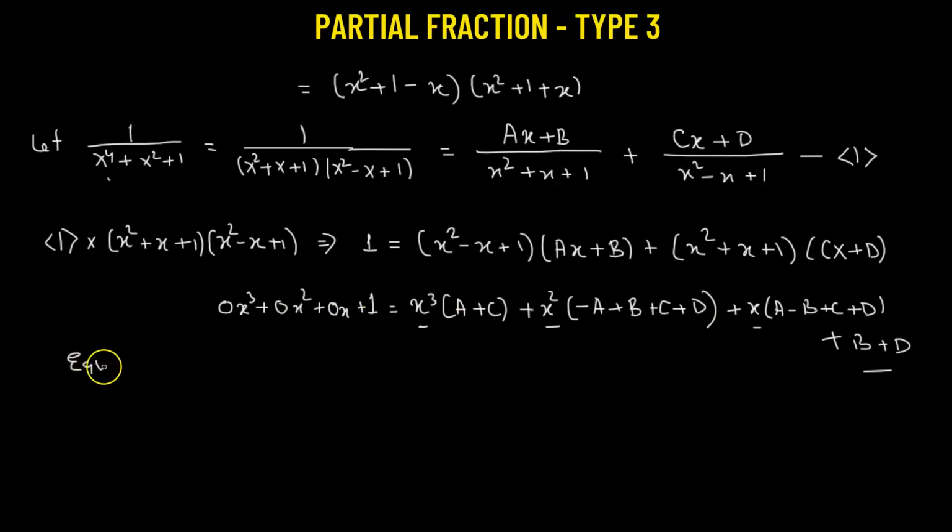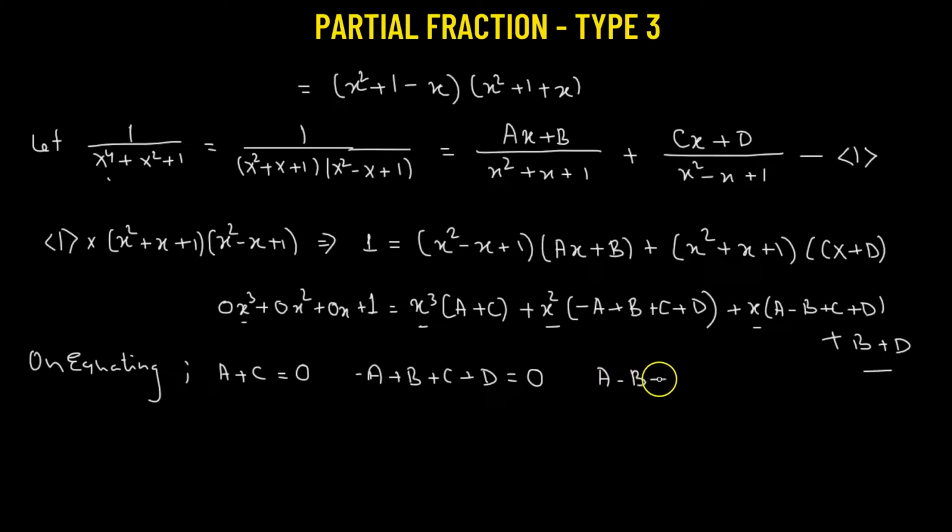So on equating, we get a plus c, the coefficient of x cubed on the right hand side, equal to the coefficient of x cubed on the left hand side, that's simply 0. And then we have negative a plus b plus c plus d, the coefficient of x squared on the right hand side, and the coefficient of x squared on the left hand side is 0. So this gives us another equation. Next we have the coefficient of x, a minus b plus c plus d, which is also equal to 0. And coming to the constant term, we have b plus d equals 1.